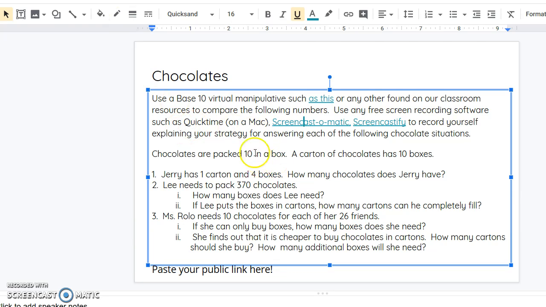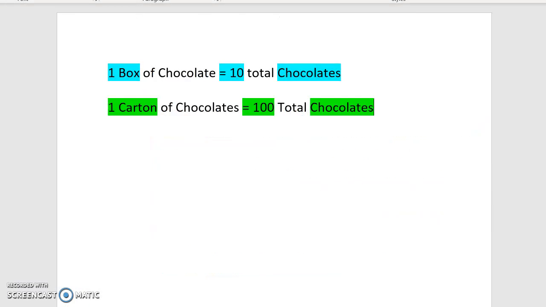You always want to look for the information that you do have with the math problem. The information we do have to help us figure out the answers to these problems is how many chocolates are packed in a box and how many boxes are in one carton. So I did make this little example. If we have one box of chocolate right here, we have 10 total chocolates.